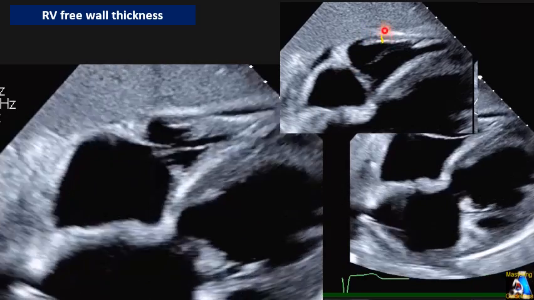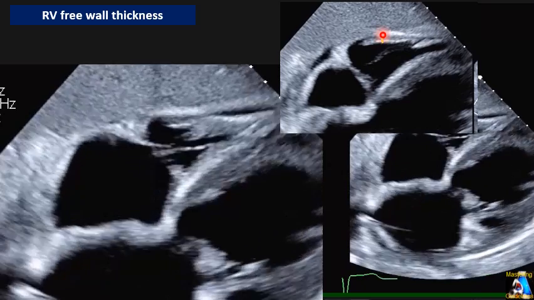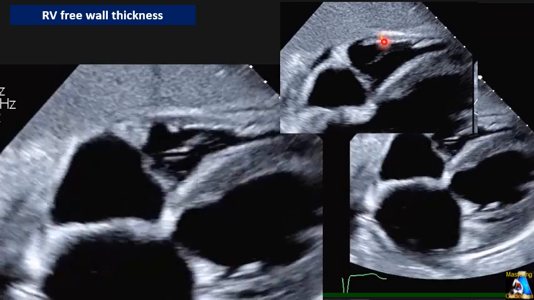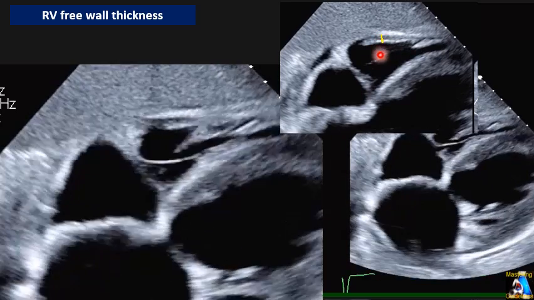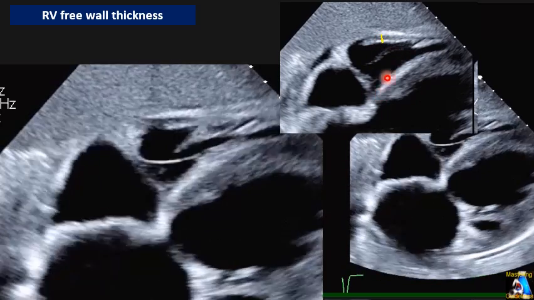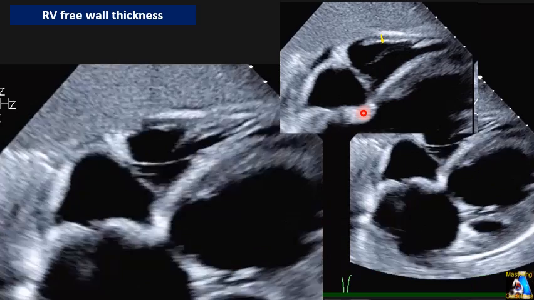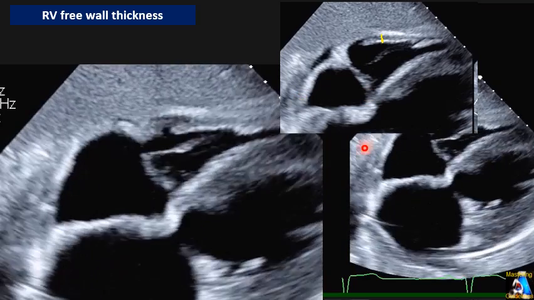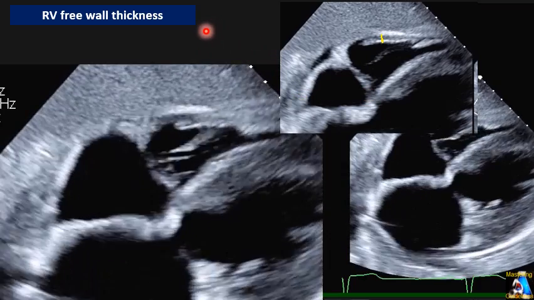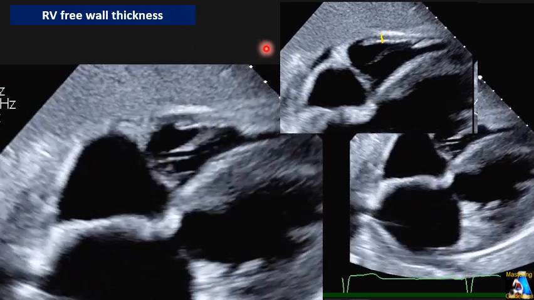Then you put one marker over the epicardium and another on the endocardium, without including papillary muscle or chordae tendineae. That will be our measurement for the free wall thickness of the right ventricle. The normal size should be equal or less than 5 millimeters.